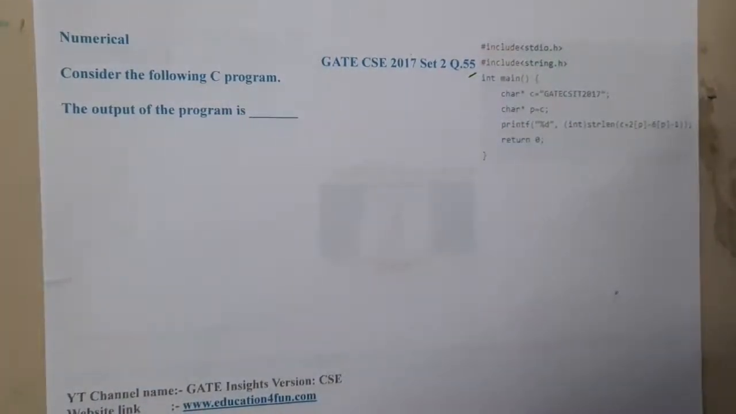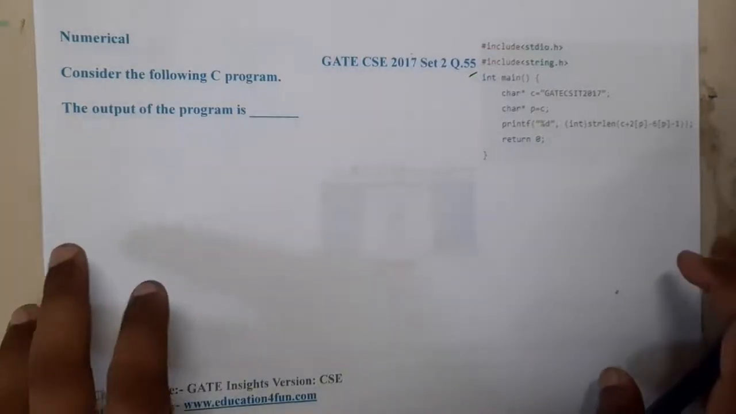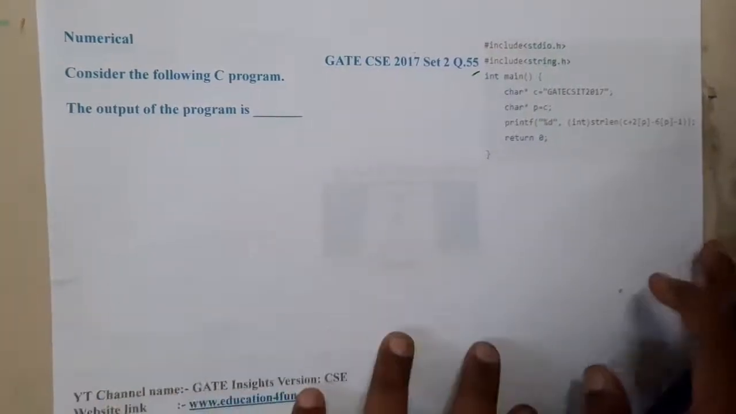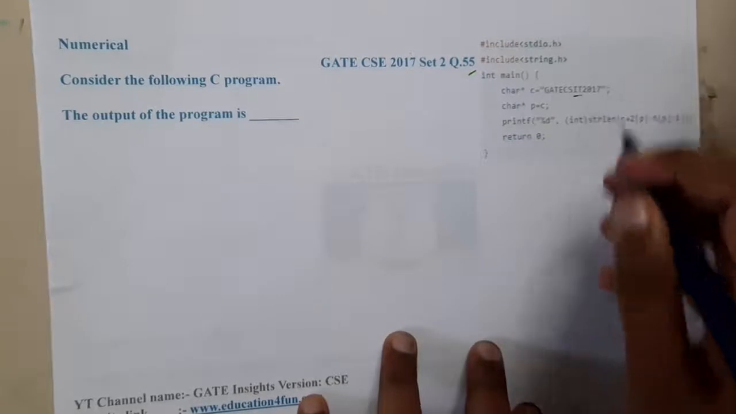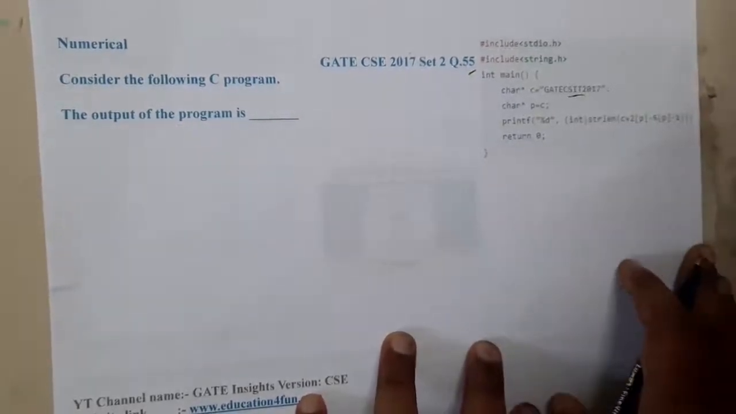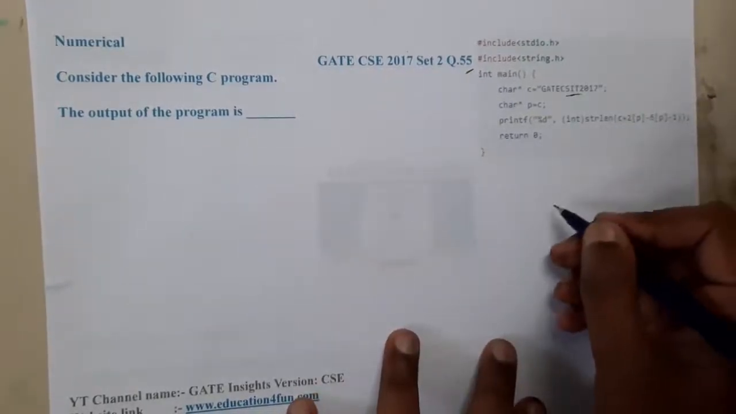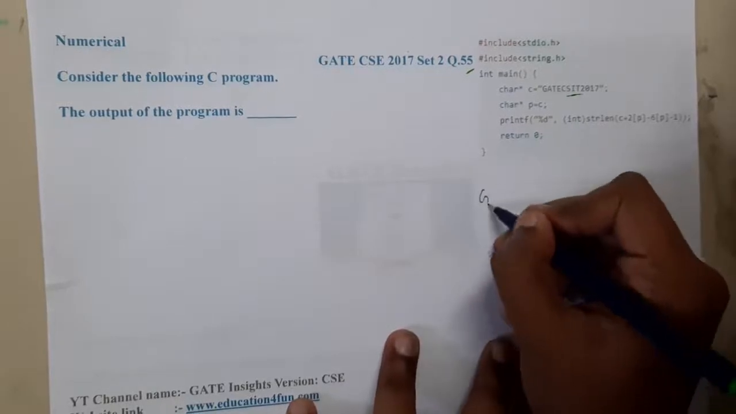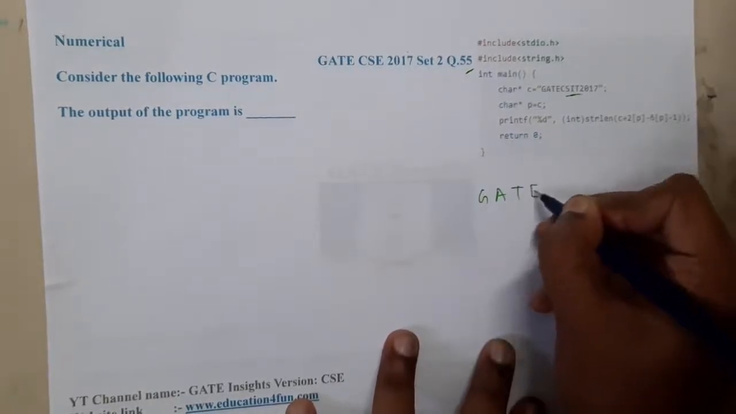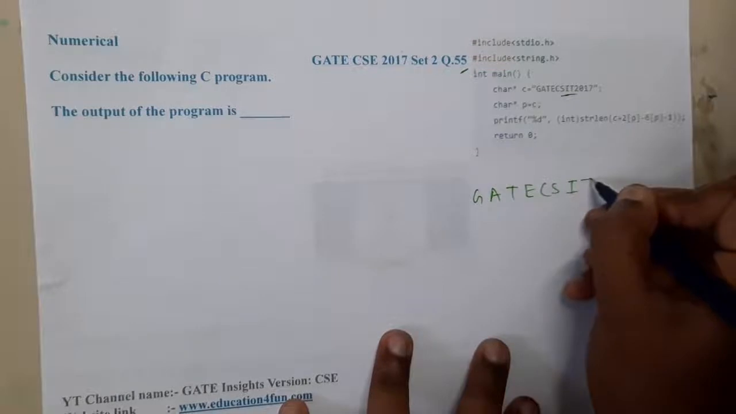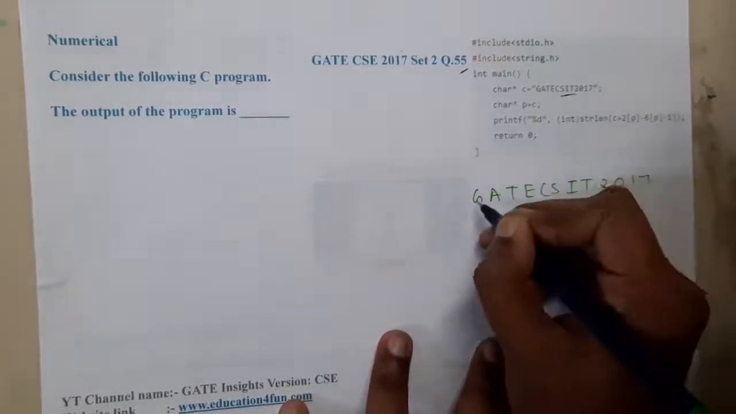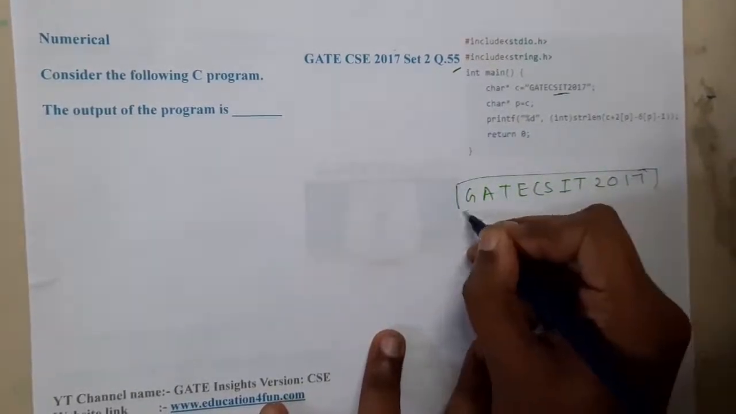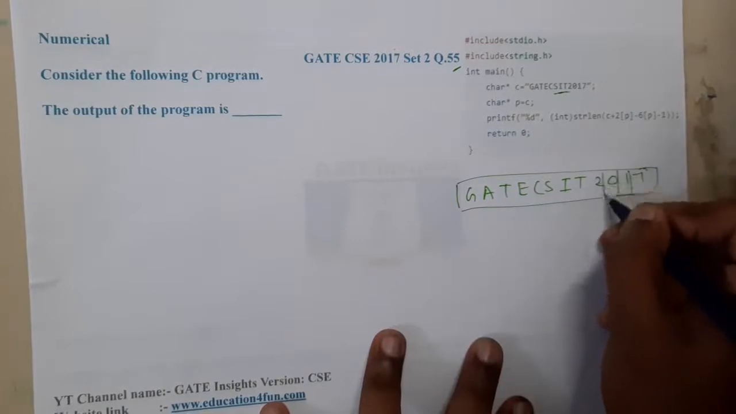The code seems really simple and short, so let us write it down clearly. I thought this question belonged to the IT paper, so it is GATE CS IT 2017. The only reason I thought it was the IT paper is that in some years we have IT and CS as separate papers, guys.